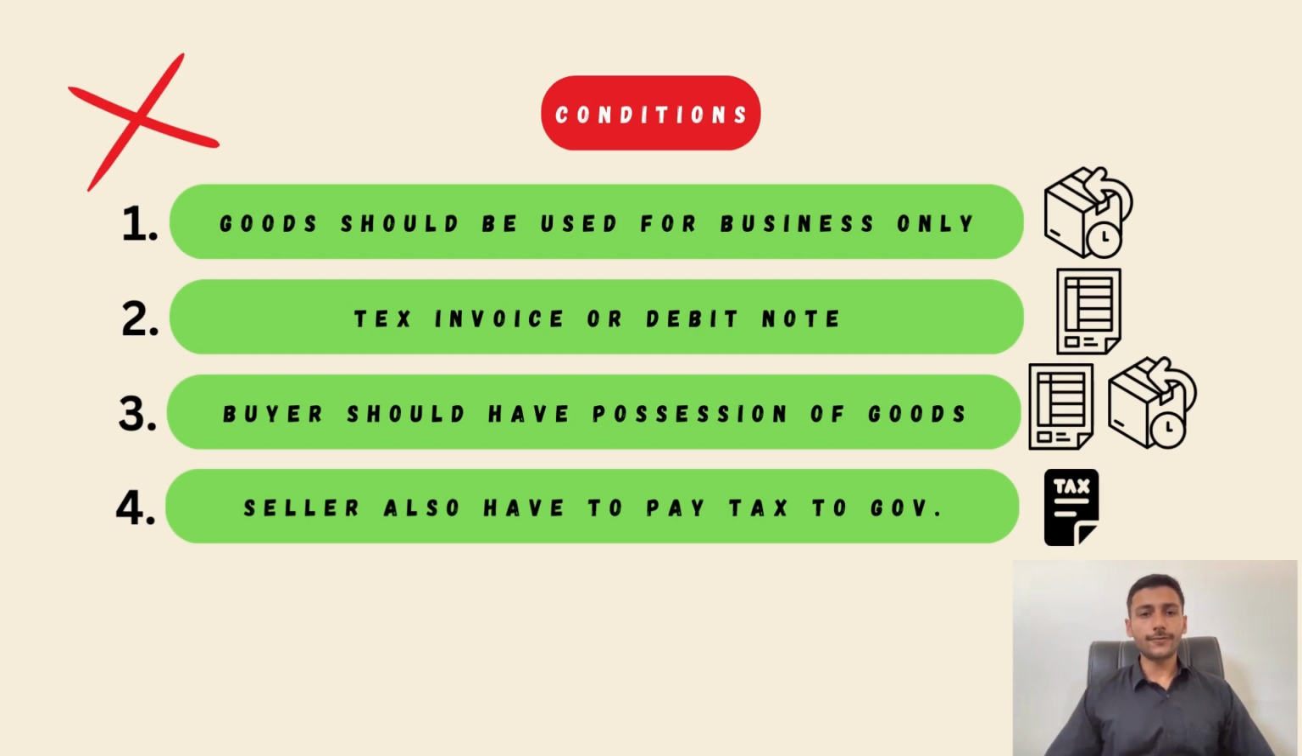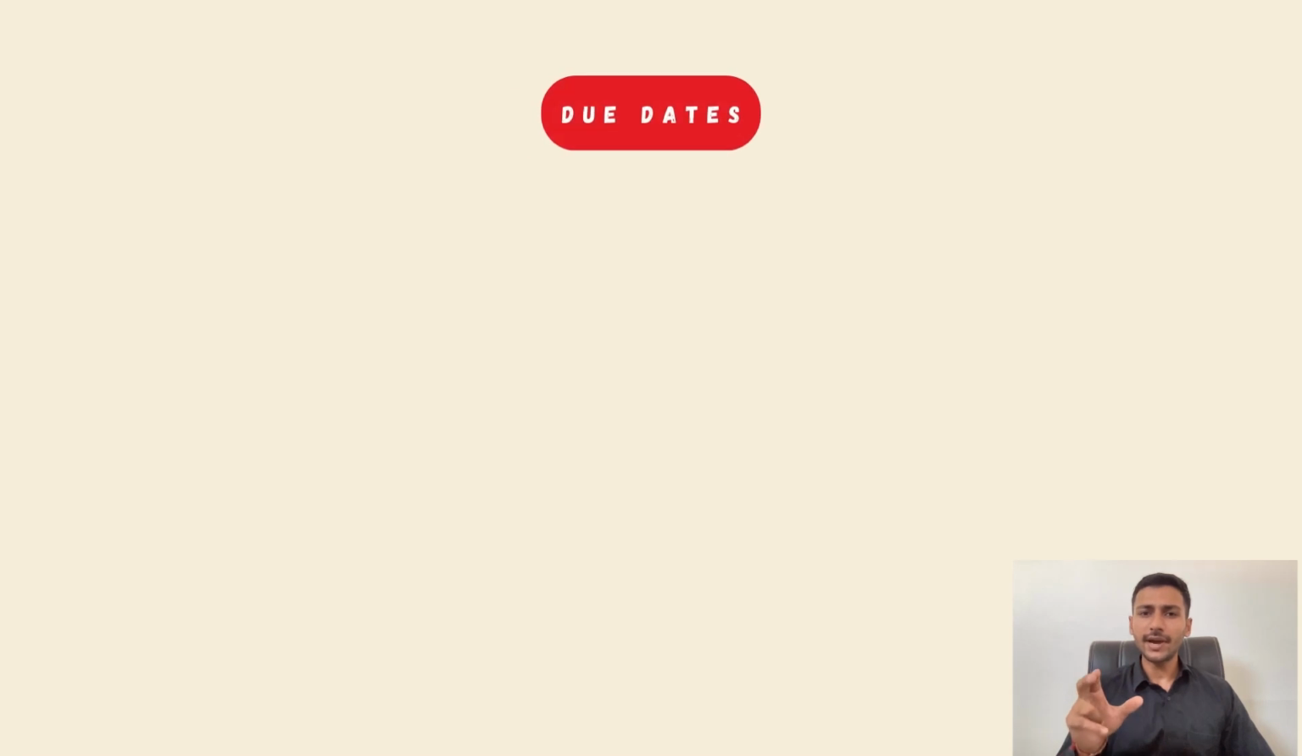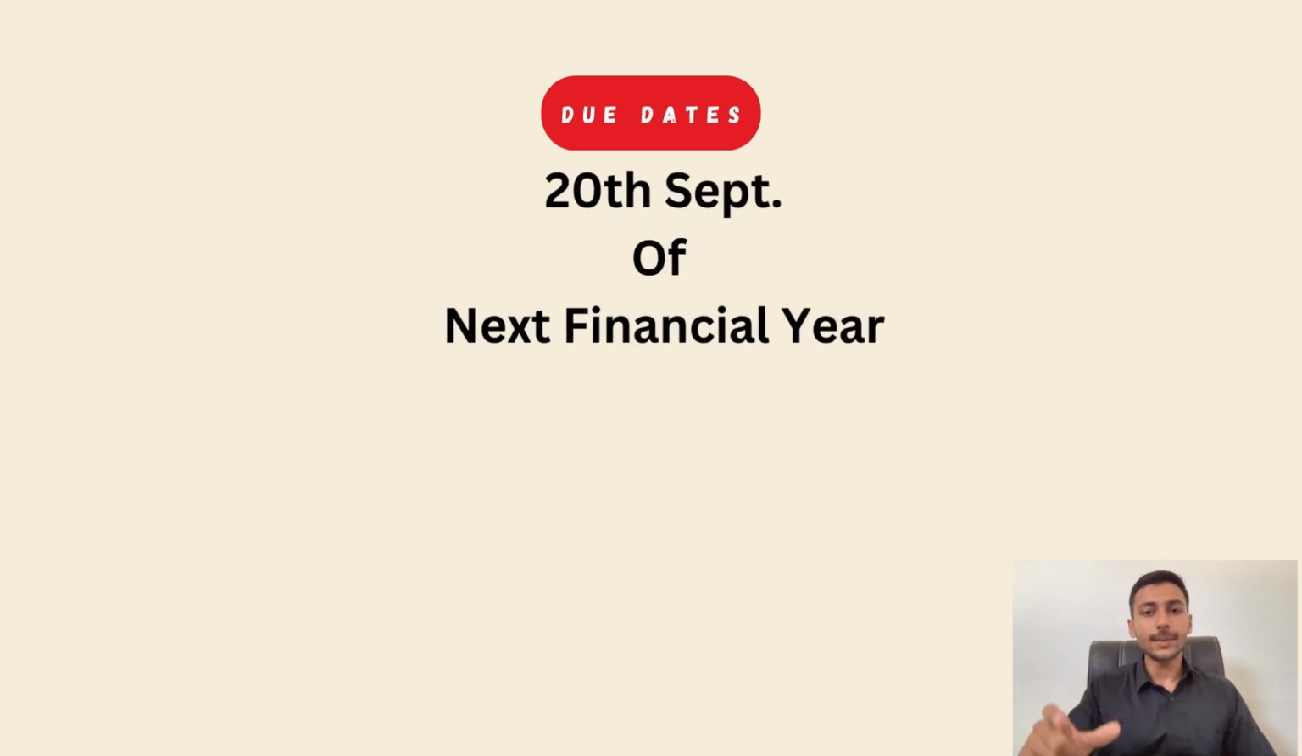Now, after knowing about ITC, the question arises, can we claim ITC anytime? No, there is a due date. The due date for claiming ITC is 20th September of the next financial year. If we purchase something in this year, then we have to claim that ITC before the 20th September of the next coming year. Okay? After that, we can't claim ITC. So, this is all about ITC.